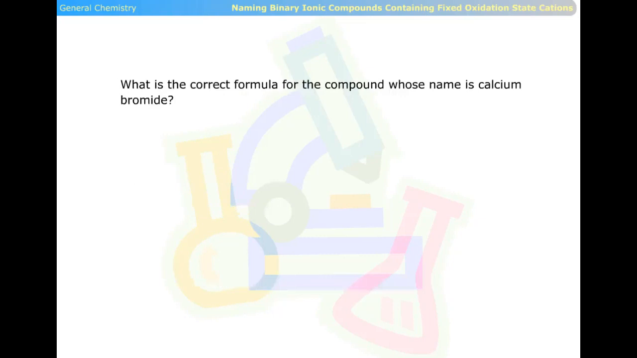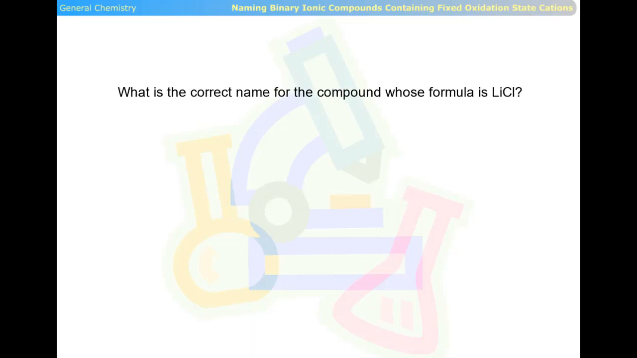What is the correct formula for the compound whose name is calcium bromide? The formula is CaBr2.